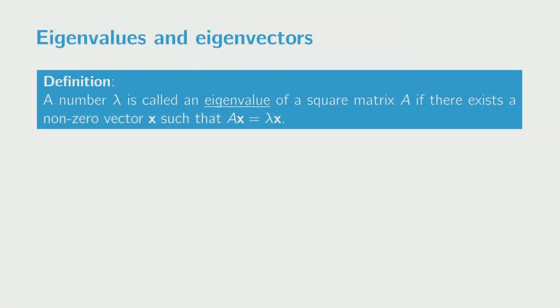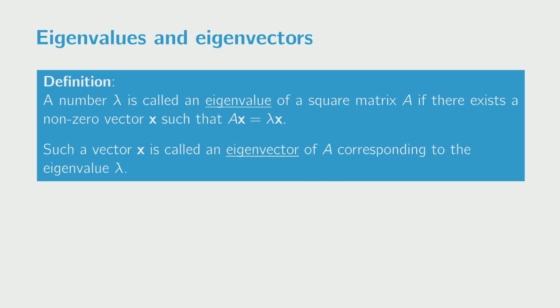A number lambda is called an eigenvalue of a square matrix A if there exists a non-zero vector x such that A times x is equal to lambda times x. Such a vector x is called an eigenvector of A corresponding to the eigenvalue lambda.